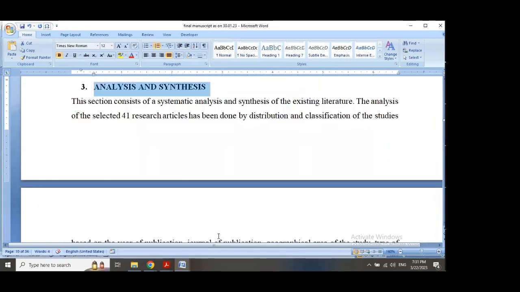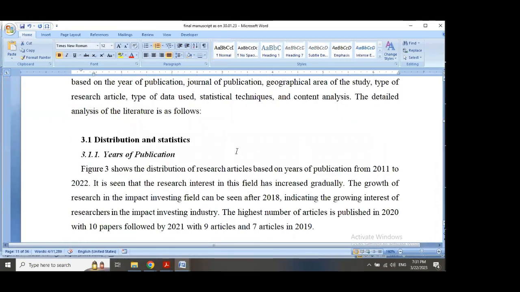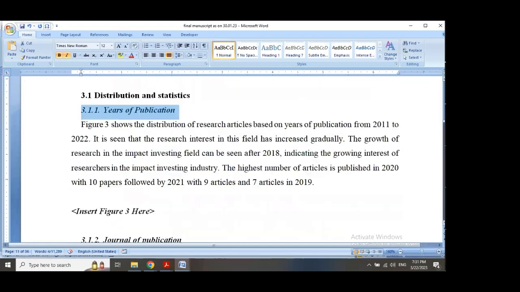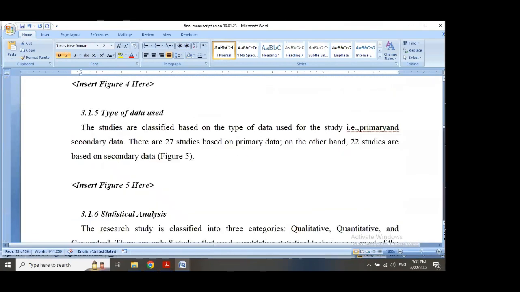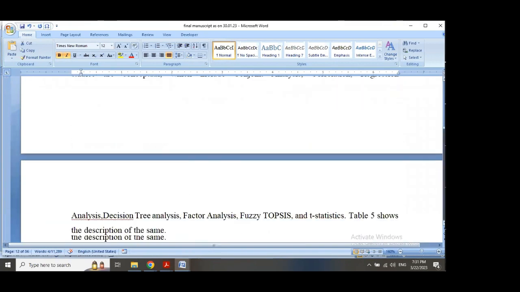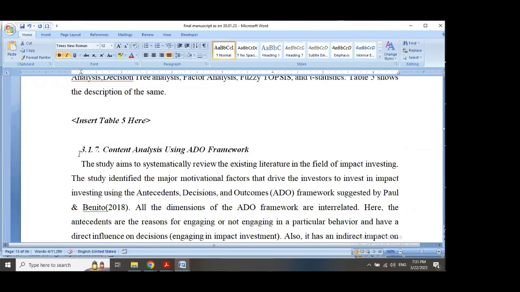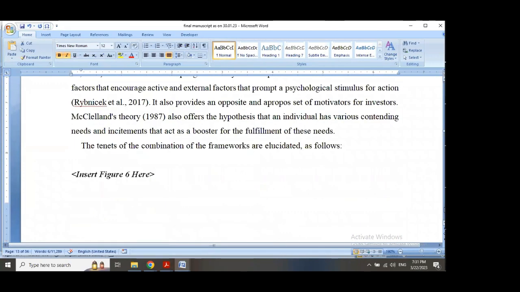Let me take you to my main paper, मतलब look at this. This is my data analysis part. There I have written the year of publication, how many people have written in different years. So this is one graph, right? Then journal of publication, geographical area of study, type of research article. These are the small things that we have already mentioned. Now the most important part of this paper is content analysis using the ADO framework, that is antecedent, decision, and outcome, right? So look at this.